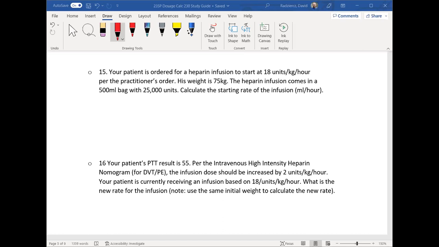Notice that this is basically the same question, the 18 units per kilogram per hour, but this time they gave us the patient's weight already in kilograms, so I don't need to convert anything. And then it gave us a different IV infusion, a 500 milliliter bag, 25,000 units. And then we just want to know what the infusion rate is, which is milliliters per hour. So what I'm going to do is start off just like I did previously. So 75 kilograms, patient's weight, times the 18 units per kilogram per hour.